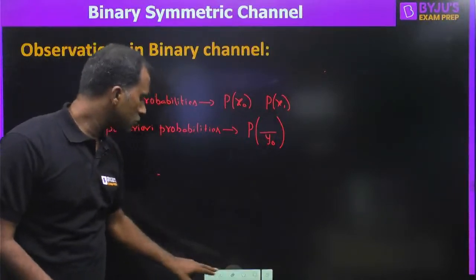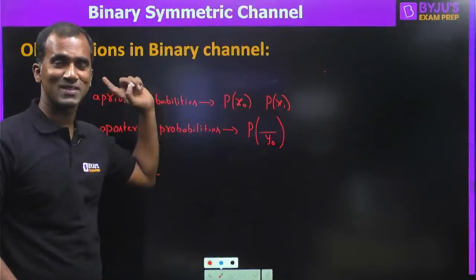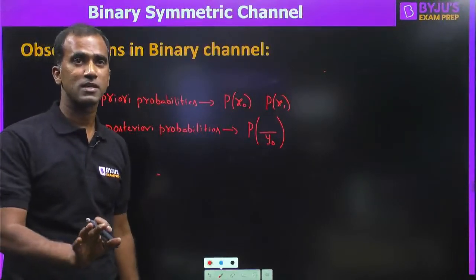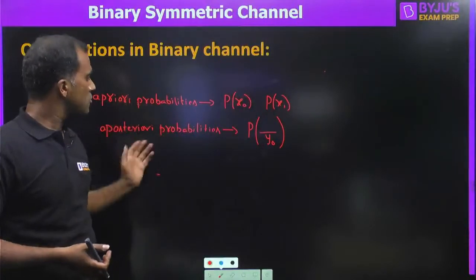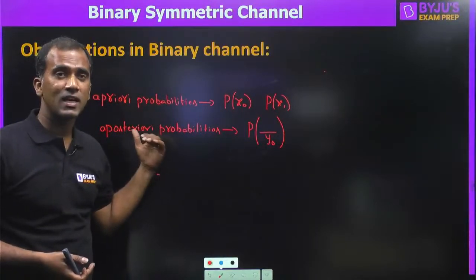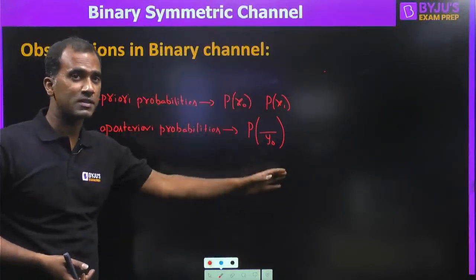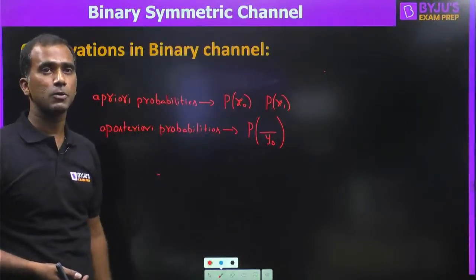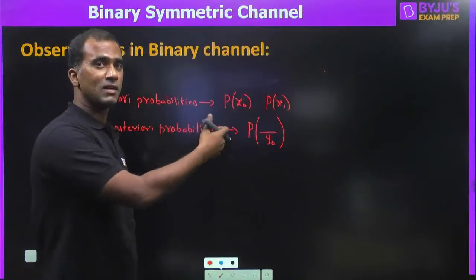A posteriori probabilities also talk about input voltages, but knowing the information about what is being received. Hope you are understanding. Prior probabilities mean the probabilities of the inputs before transmission happens. A posteriori probabilities are also probabilities about the inputs, given the condition that we know what we have received. Under that condition, what is the probability of the input being transmitted? Those we call posterior probabilities.